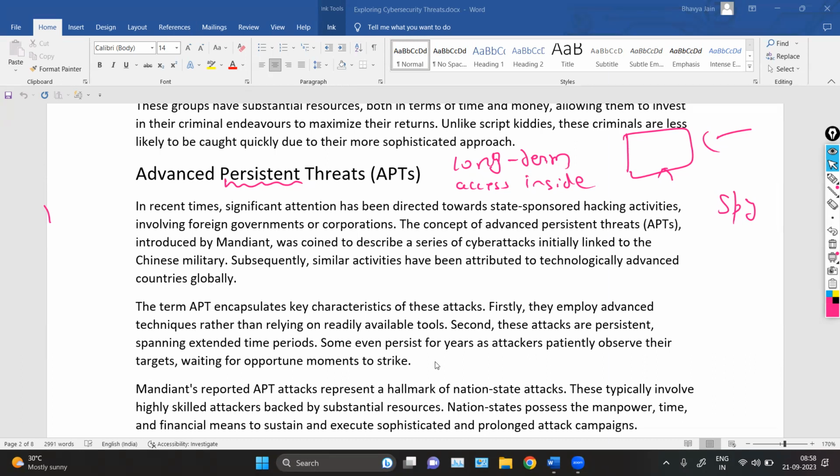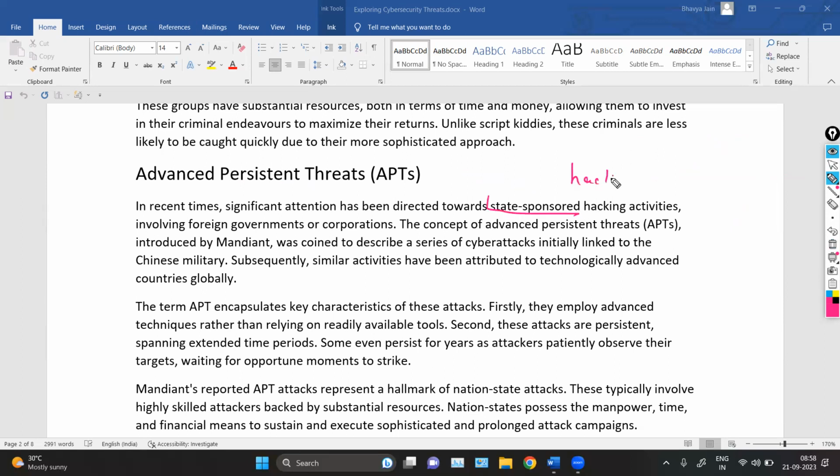Basically, this is mainly done by state-sponsored hackers. So what are state-sponsored hackers? State-sponsored hackers are hackers who are hired by the governments of different states to hack other states. Like, let's say state A hires the hacker to hack state B. Also, country A hires hackers to hack country B.